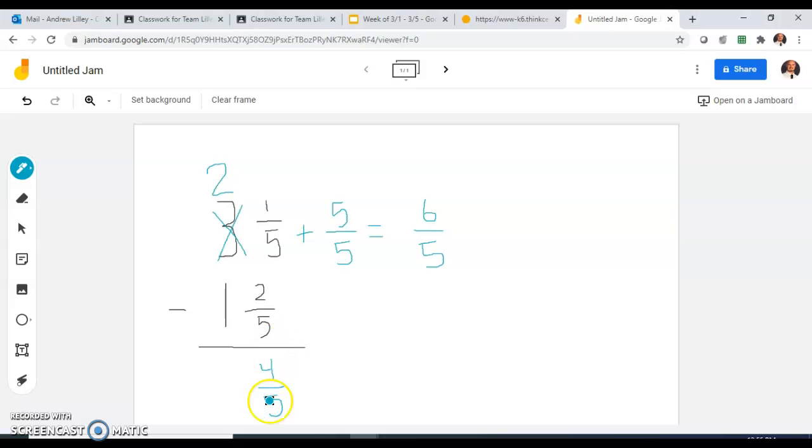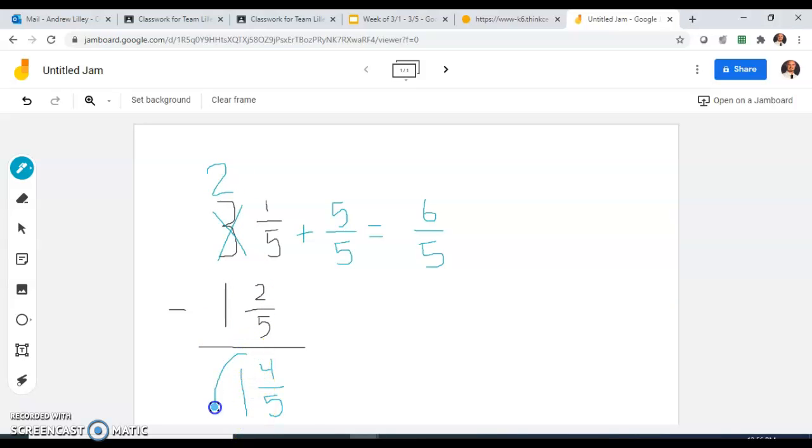And now the only thing I need to remember after that step is this is no longer 3 wholes, it's 2, because I took 1 whole and I made it over here to add to the 1/5, so then I could take 2/5 away. So it's really 2 minus 1, which would be 1.